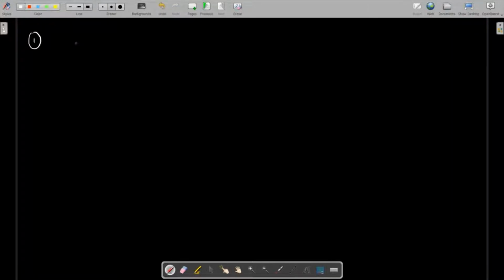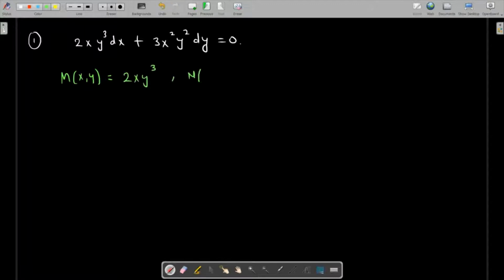So the first example is 2xy cubed dx plus 3x squared y squared dy is equal to 0. Since the format is matching, we are going to label the M(x,y) first and N(x,y). So M is 2xy cubed and N is 3x squared y squared. Now we have to first verify whether this is exact or not.